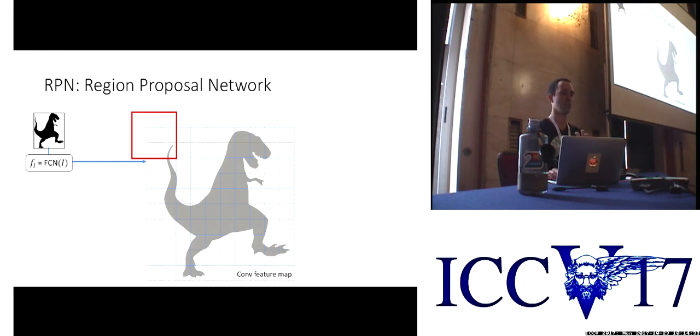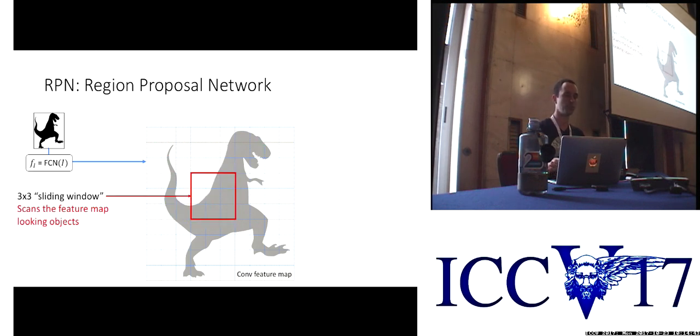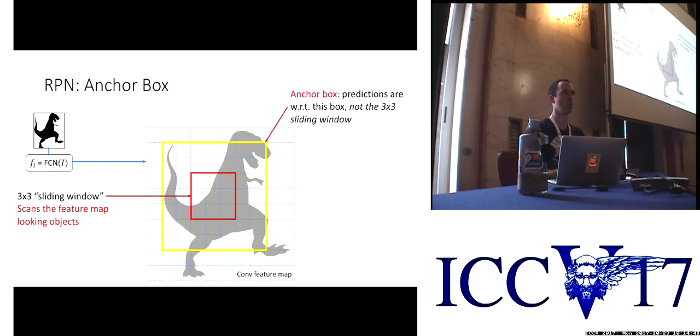So RPN uses a 3x3 window of analysis when it's looking for objects. And it runs in a sliding window fashion. So as it moves along the image, it's going to scan looking for objects. And the way that it predicts whether objects exist and where they're located is not based on the 3x3 window itself, but instead it's abstracted so that the predictions it makes are relative to what's called an anchor box. So the anchor box can be larger than 3x3, smaller, with different aspect ratios.